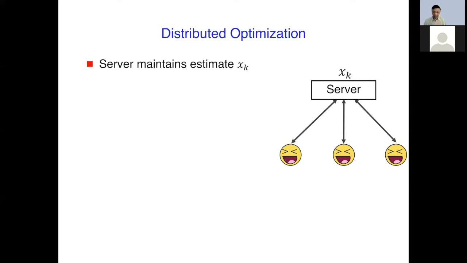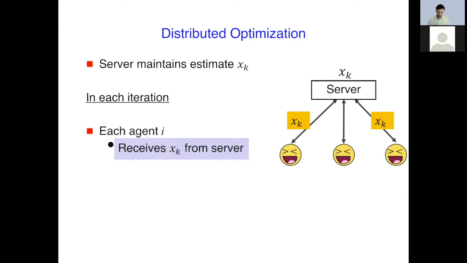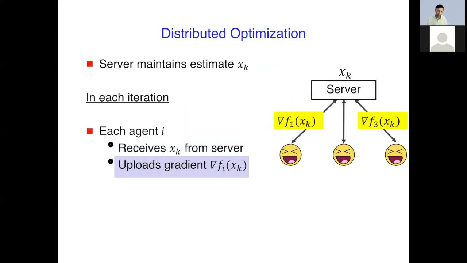There is a server that maintains an estimate, which is initially x0, where 0 is the initial time, and xk is the value at the server after k iterations. And as before, in each iteration, the server will send the current value of xk to all the agents. Then each agent i, once it receives this current estimate from the server, will send back the gradient itself to the server.